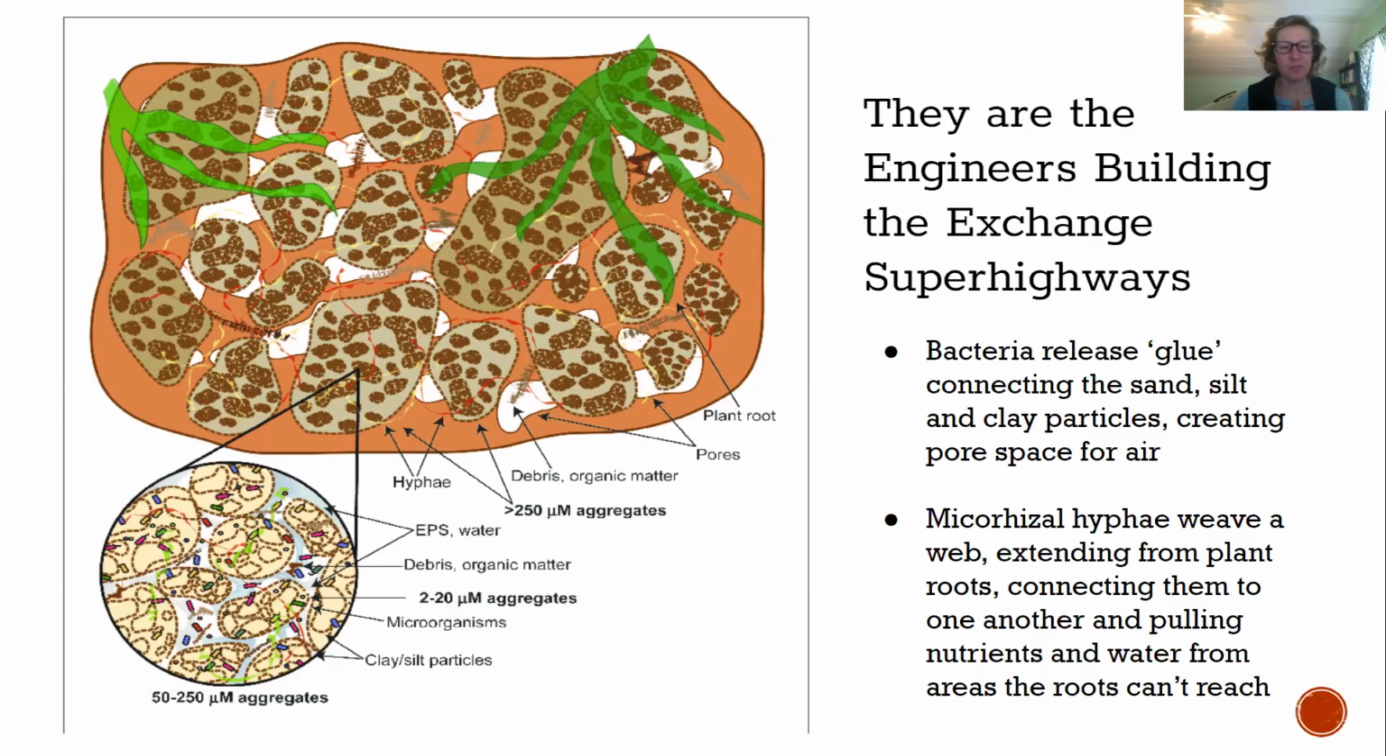So this awesome diagram shows a little bit about what all of these tiny little critters are doing in our soil. They are creating these teeny tiny highways to help air and water move and be present in our soil, which allows our plant roots to move through.